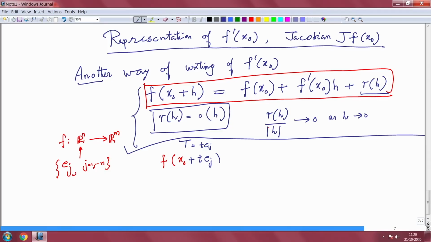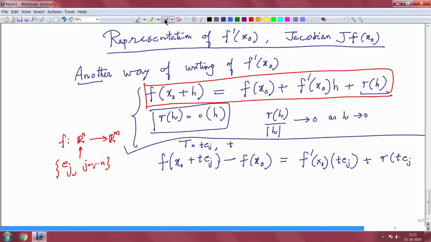Then apply in the above equation, you can get f of x naught plus t e_j. By that formula, it is f prime of x naught acting on t e_j, plus R of t e_j, where t tends to 0. Sorry, I wrote it t, it is h, I am taking it as h. So, you have R of t e_j. Now, look at this one, this is linear. So, I can write this equal to t into f prime of x naught acting at e_j. Now you take the limit by dividing by t.